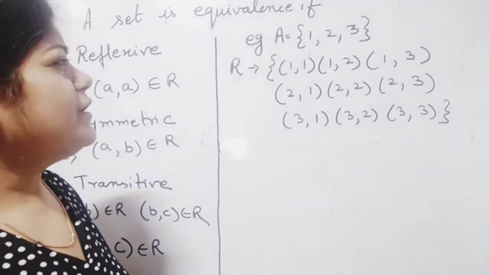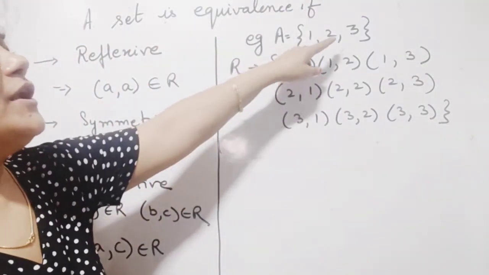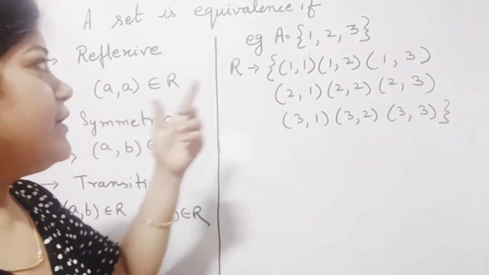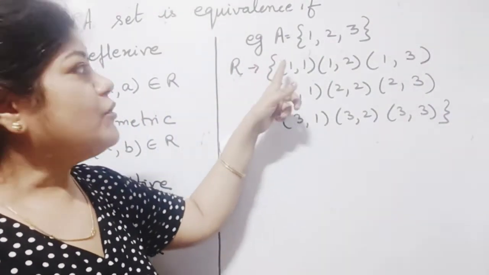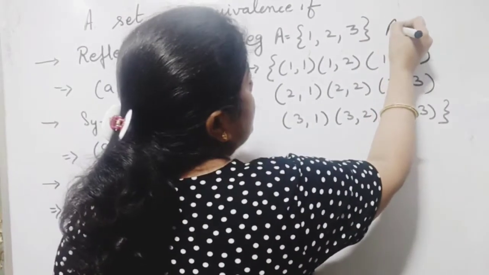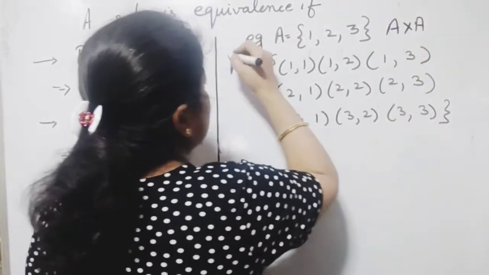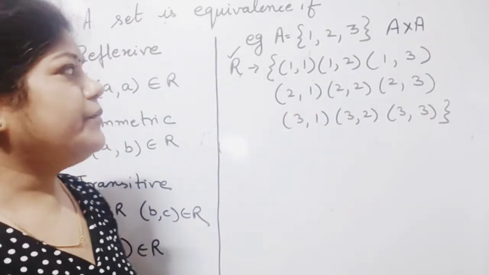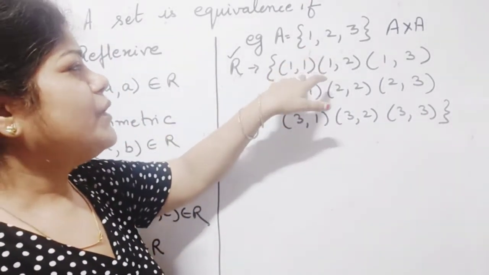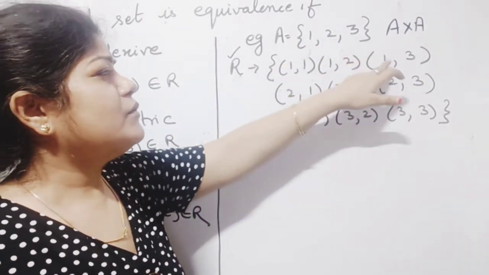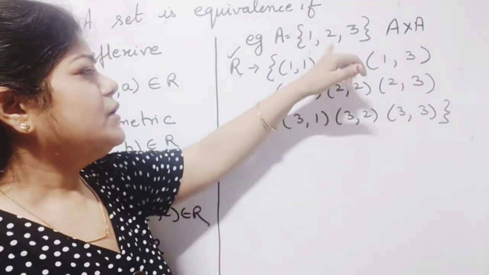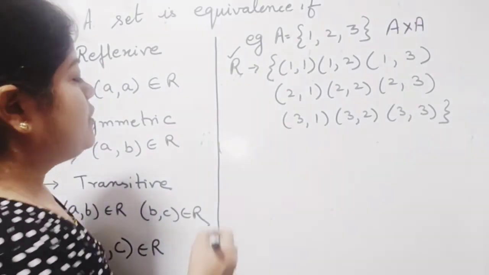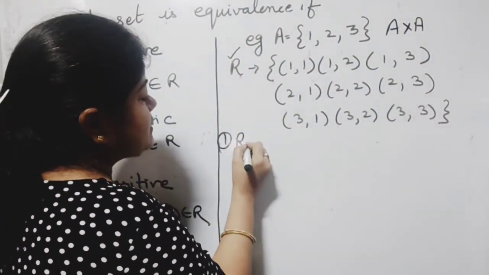Now just see over here, there's a set A containing elements 1, 2, 3. And for example, if we create a universal set of A, that is we create A cross A which is equal to R, then we will have this section of ordered pairs. Okay, 1 cross 1, then 1 cross 2, 1 cross 3, 2 cross 1, 2 cross 2, 2 cross 3, and similarly. Now, in order to prove whether it is reflexive or not.